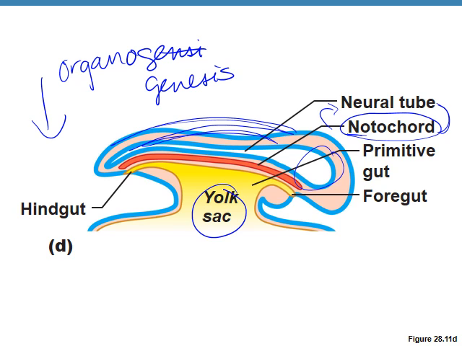And you can see the yolk sac here. So that other image, what's going to happen to the yolk sac? It's going to be brought in internally and create your digestive tube.